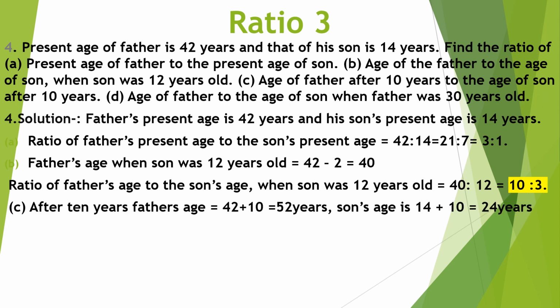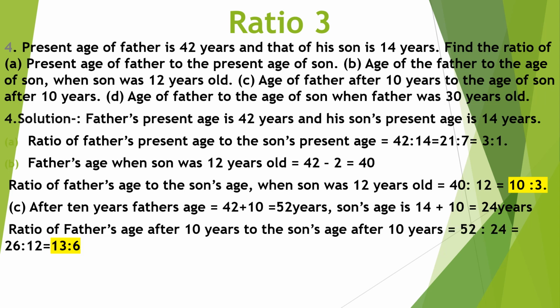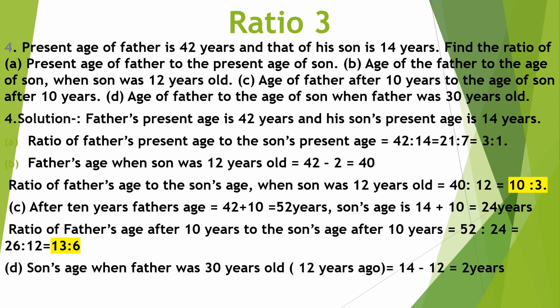Now, after 10 years, father's age will be 42 plus 10. That is 52 years. And son's age will be 14 plus 10. That is 24 years. So the ratio of father's age after 10 years to the son's age after 10 years is equal to 52 is to 24, which on simplification is 13 is to 6.